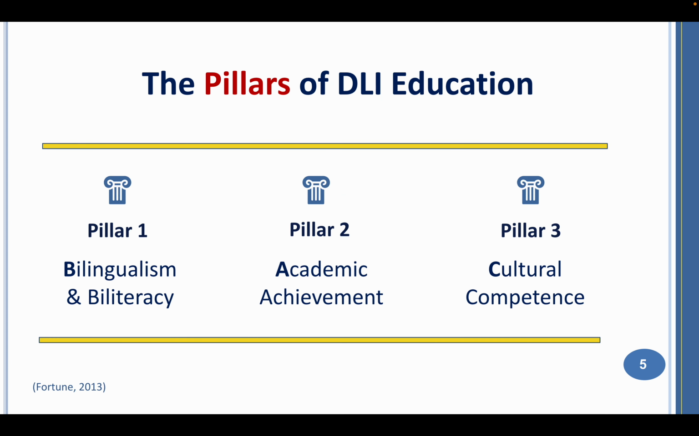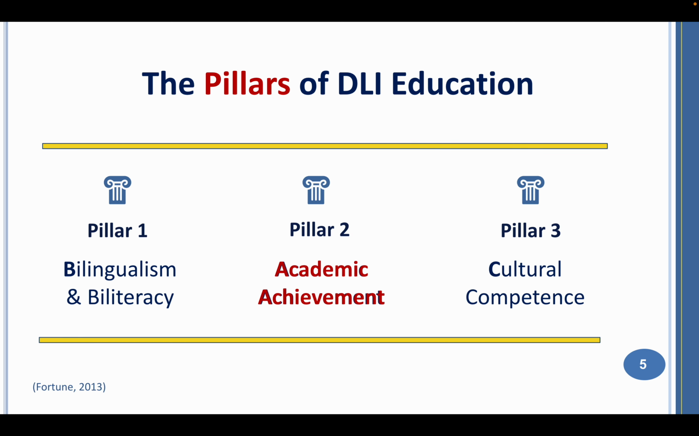During Session 1, we learned about the pillars of dual language immersion education. You can think of these as the ABCs of dual language immersion. Bilingualism means speaking two languages to a high degree. Biliteracy means reading and writing in two languages. Pillar 2, academic achievement, has to do with how well our students do in school. And finally, Pillar 3, cultural competence, is about understanding how culture, our own and other cultures, affects the way we think and act.